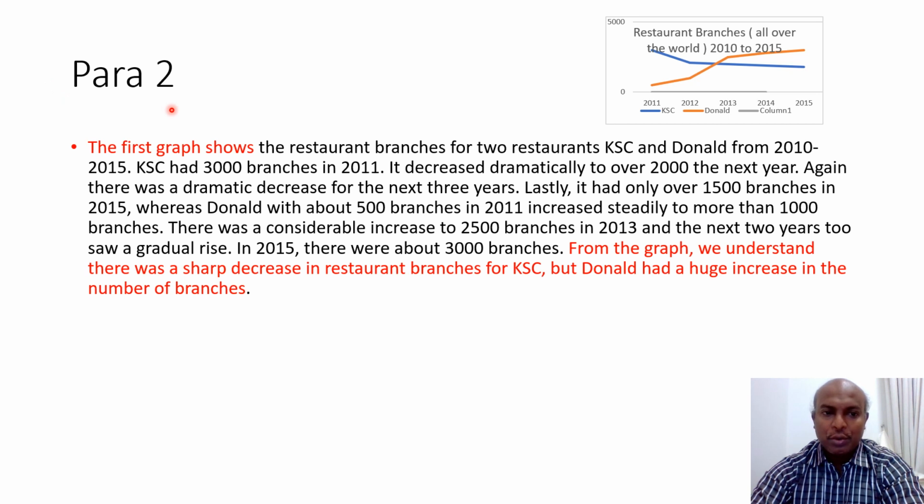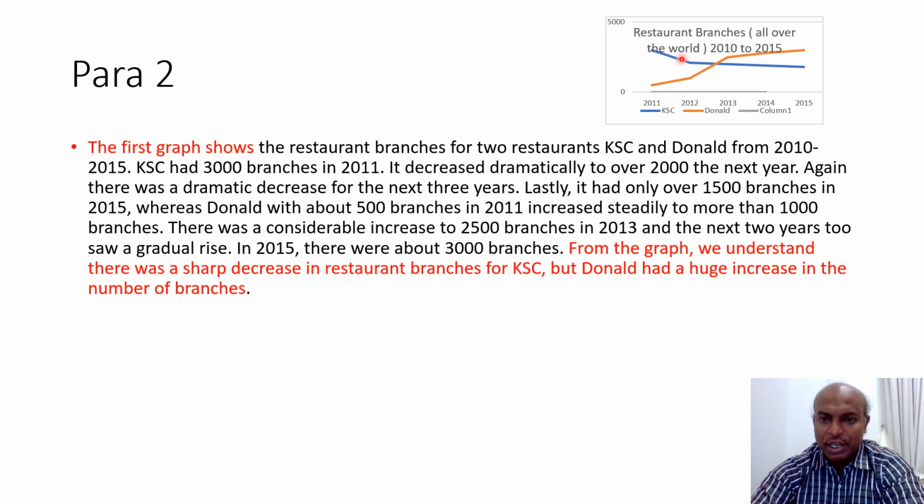Paragraph 2. We explain the first graph. Start with the phrase: the first graph shows. Take the information from the graph: restaurant branches from 2010 to 2015. Then start with the first one, KFC. What was the first number? 3,000 branches in 2011. Then you start explaining.